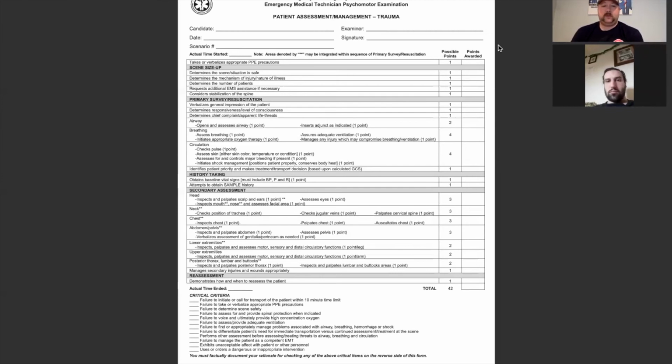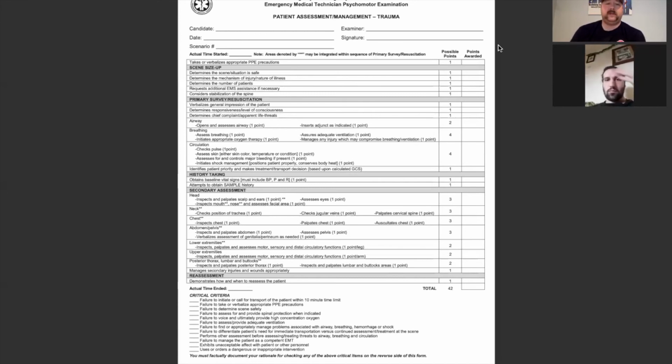So at this point, when we're in the back of the ambulance, we're going to take a quick baseline of vital signs. He's got a blood pressure of 110 over 70. His heart rate is 98. His respirations are 14 and slightly labored. His oxygen saturation on the oxygen is 99%. And his temperature is 98.2.